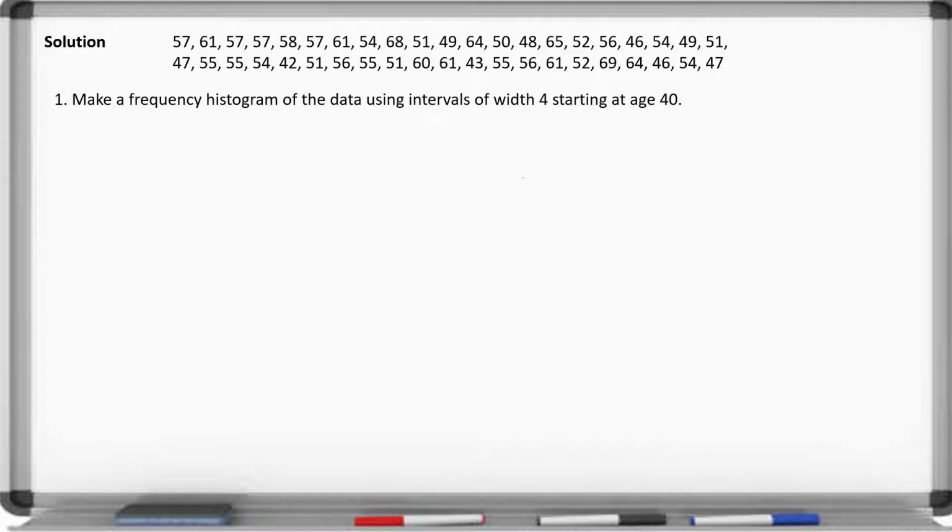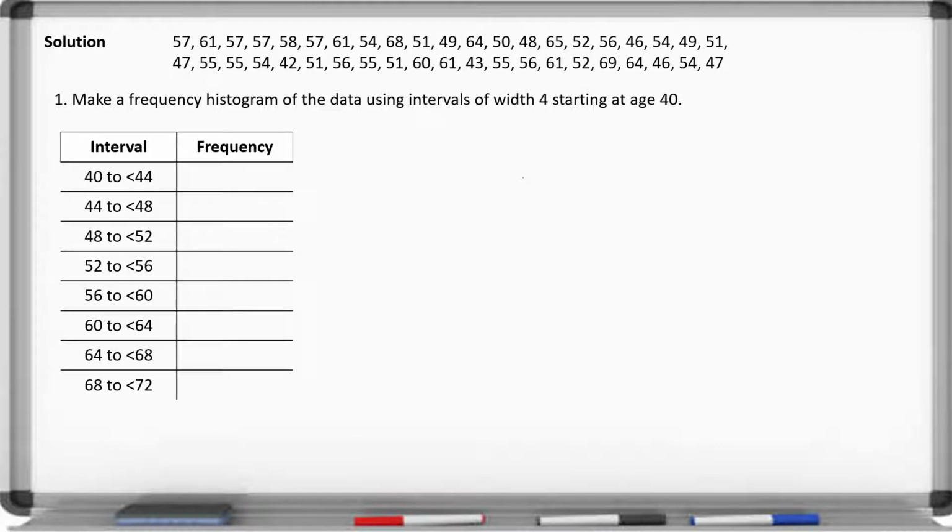So I went ahead and listed all the ages. Now we want to make a histogram, so we need to develop a grouped frequency table first. I know that my smallest number is in the 40s, and my largest number is in the 70s. So I'm going to break it down into these intervals, and I'm going to go by 4, since the problem says to start with an interval of 4 and start at age 40.